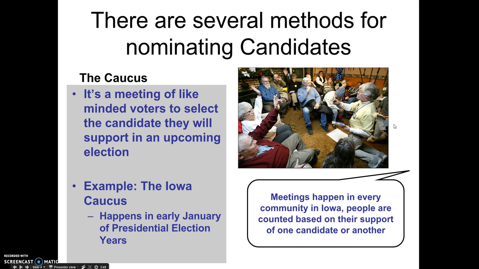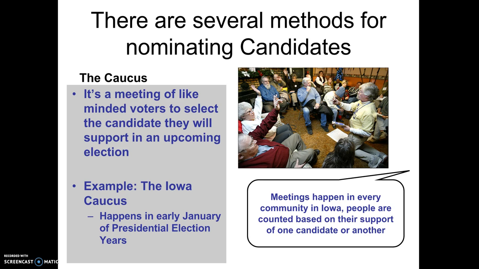So a caucus runs a little differently than we're used to, particularly if you think about secret ballot private elections. But it is a common way of doing things in certain parts of the country. The most famous example of a caucus, in terms of a nomination contest for president, is the Iowa caucus.